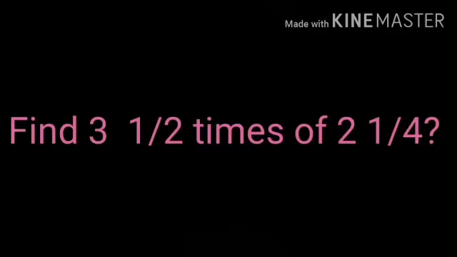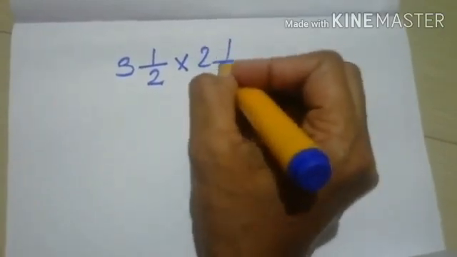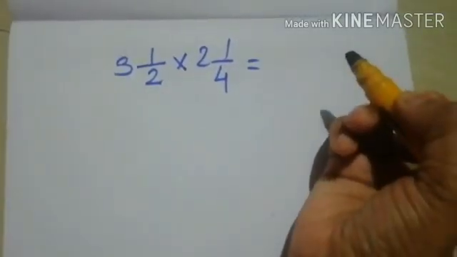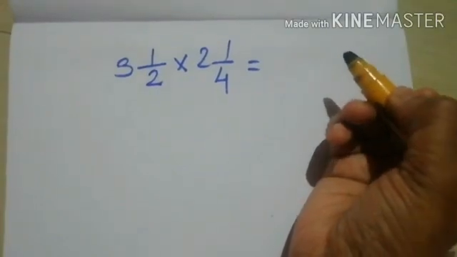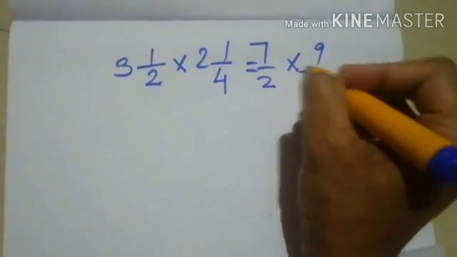Okay, children, this is my next question. Find 3 half times of 2 quarter. From our question, we know that we want to find out 3/2 of 2/4. Here it's a mixed fraction, so we can convert into fraction. 7/2 multiplied with 9/4.